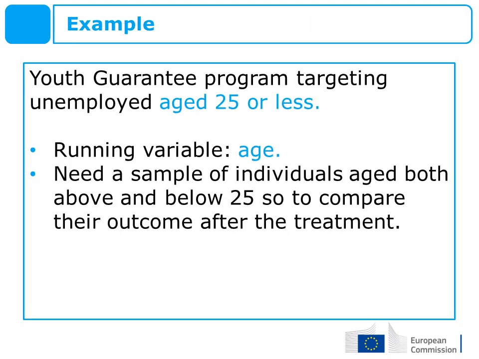For example, a youth guarantee program targeting unemployed people aged 25 or less. The age can be used as a threshold to compare individuals just above and just below. The evaluator needs to have a sample of individuals aged above and below 25 so as to compare their outcome after the treatment.